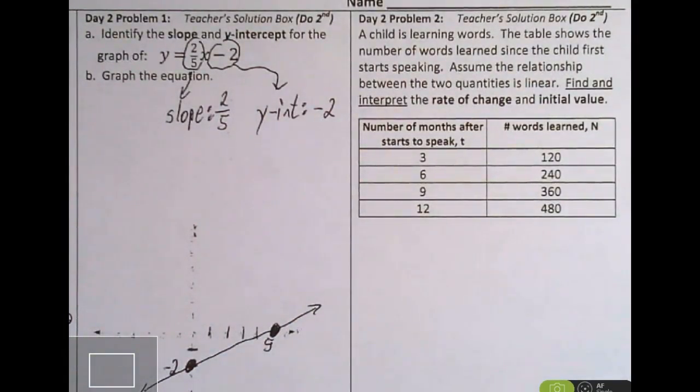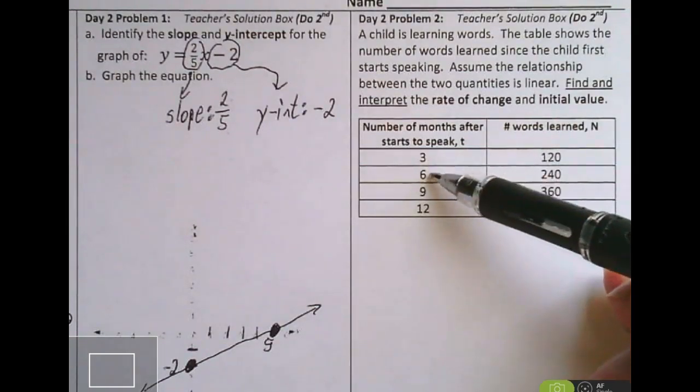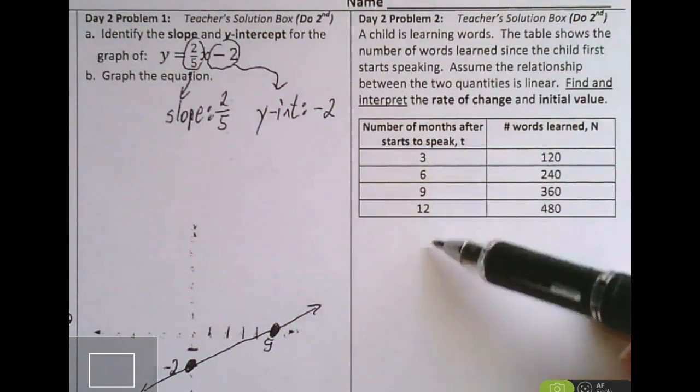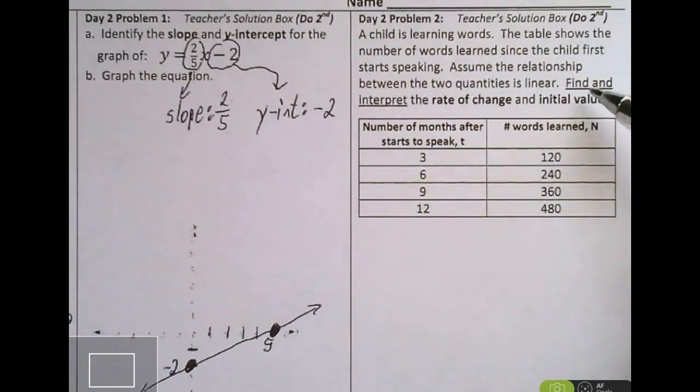Now day 2, problem 2. A child is learning words. The table shows the number of words learned since the child first starts speaking. Assume the relationship between the quantities is linear. That means that assume that the pattern that you notice from row to row continues forever. Find and interpret the rate of change and the initial value.